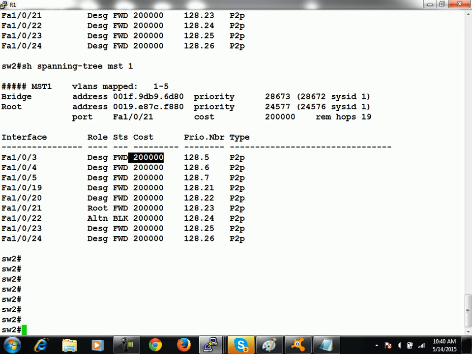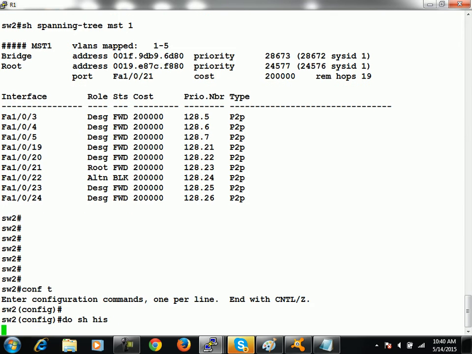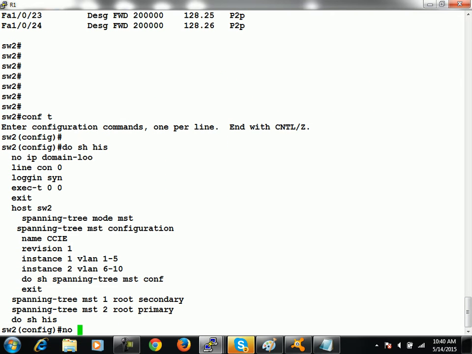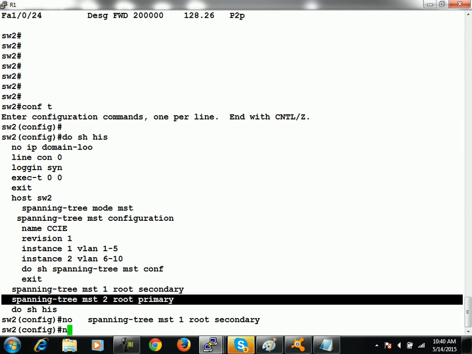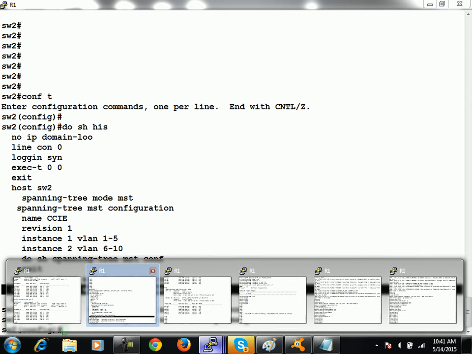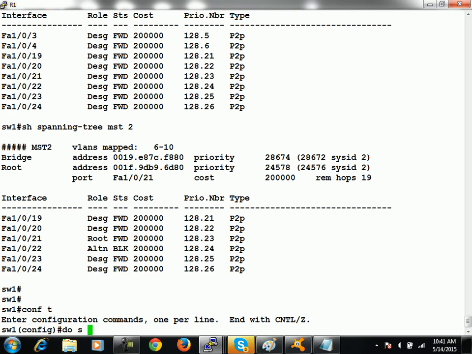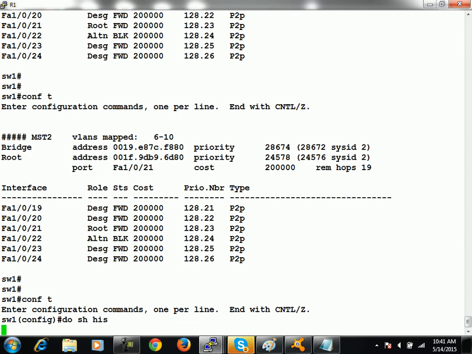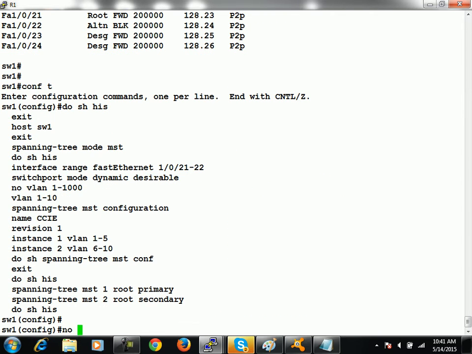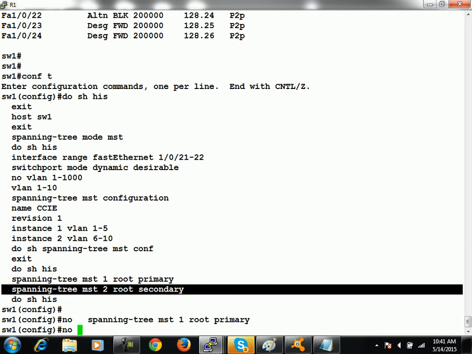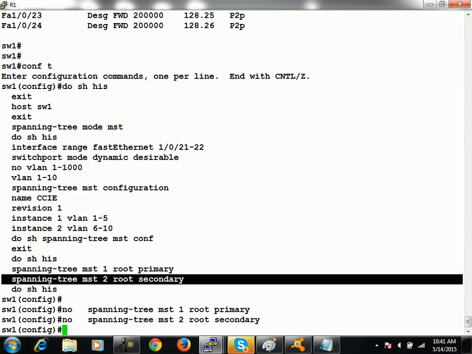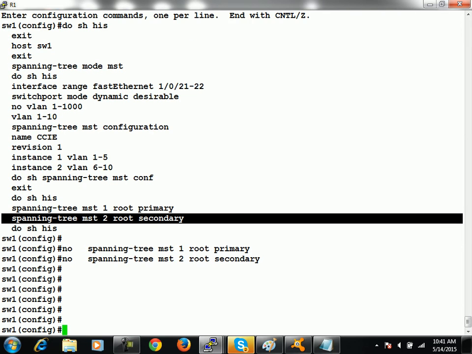Fine. And it works the same as RSTP. It has fast convergence and so on. Fine. And now this is how we can manipulate root bridge selection. Again, I'm going to remove these primary and secondary keywords from here. And one more thing, here there is no diameter command. Like we configure the diameter command in STP, in PVST, whether it was PVST plus or rapid PVST plus. In both cases, we configure the diameter command. But here, it is not possible to configure the diameter command in MSTP.